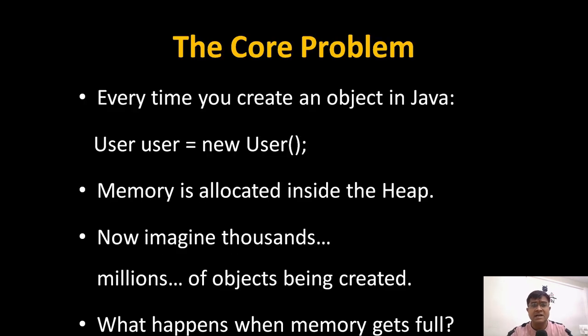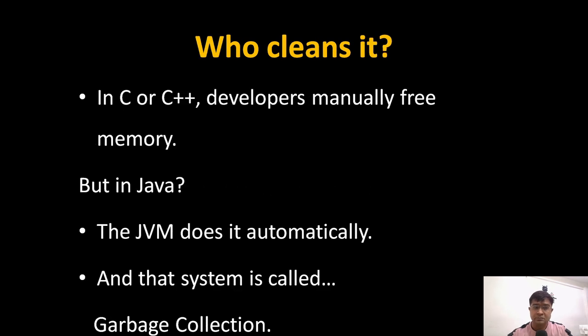The core problem is that everybody knows that if you want to create a new object in Java, you are going to create it using the new keyword. If I create an object user, then the object is created, right? The memory is allocated for this object in the heap memory. Now imagine there might be thousands of objects created in the heap memory. So what happens if the memory gets full?